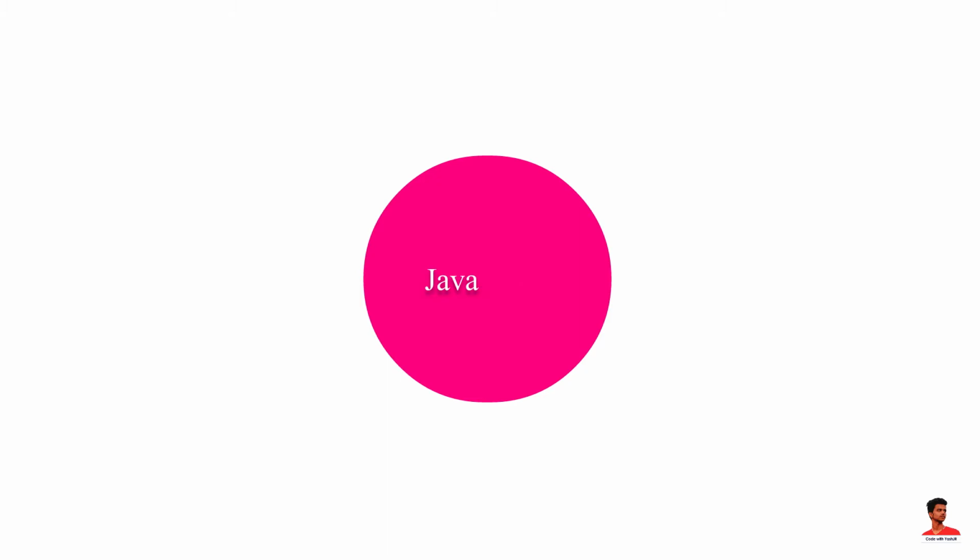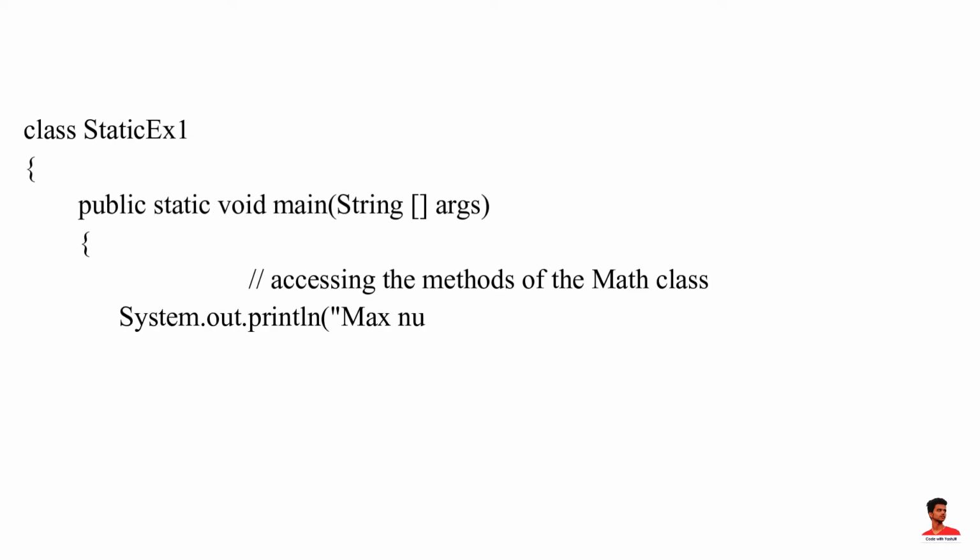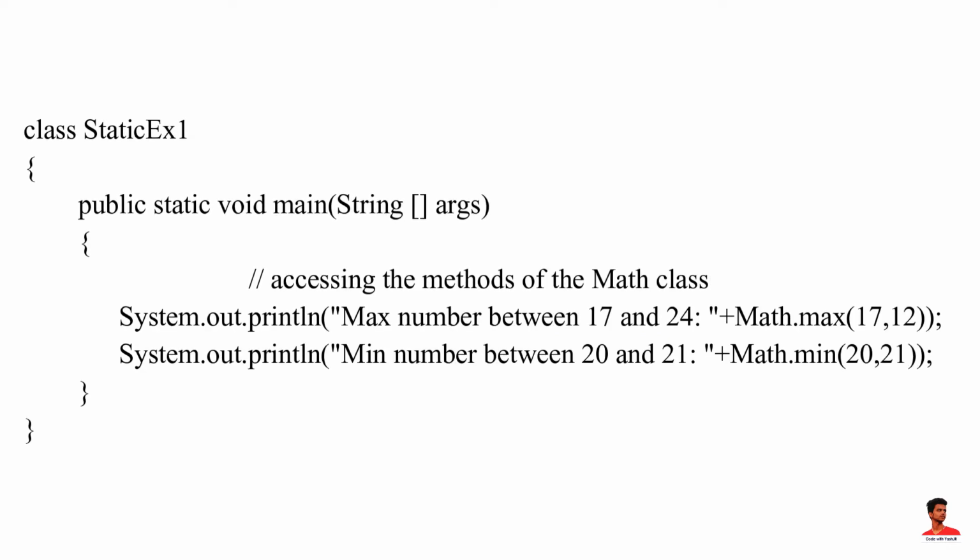The math class in Java has almost all of its members static, so we can access its members without creating instances of the math class. In this example, we have not created any instances of the math class, but we are able to access its methods max and min. It is possible because the methods and variables of the math class are static.